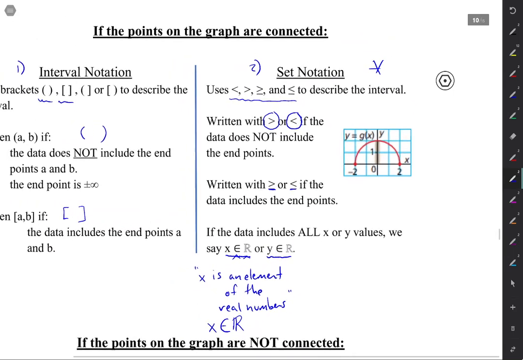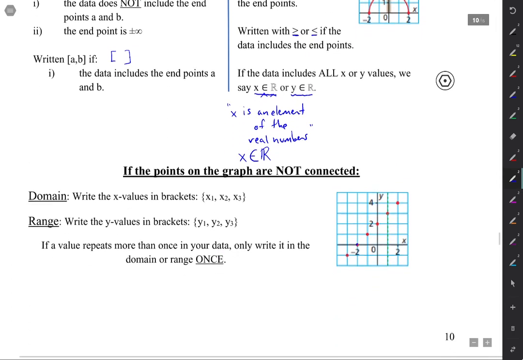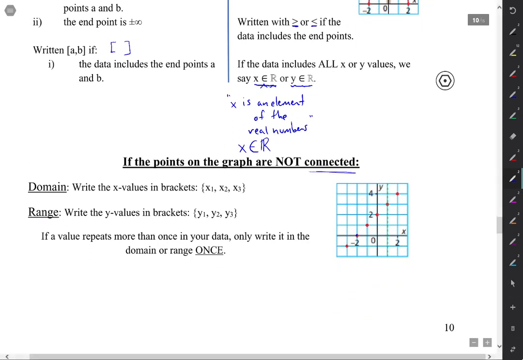So this is two different ways to write the domain and range if the points are connected, but if the points are not connected, what we do instead is we just list all the x values for the domain and all the y values for the range, and we just put them in a list in these set brackets like so. So then you would just list off the numbers like so, and then that would be the domain. So these would be all the x values on the graph. And then for the range, you would list all the y values on the graph, whatever they may be. Now, we will look at this further in the examples, and it'll make a lot more sense.